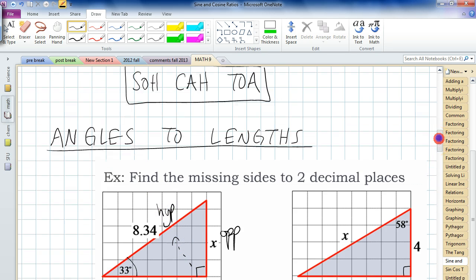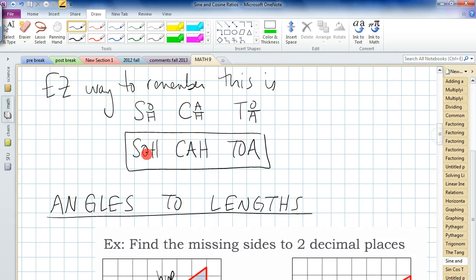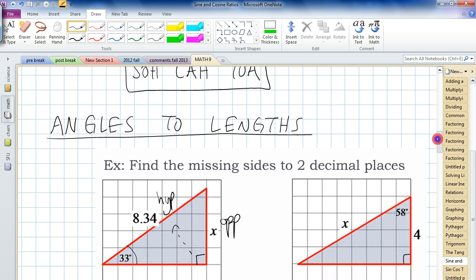So which of our three are we going to use? We have O and H, opposite and hypotenuse. O and H, that's sine. So we're going to use this formula. Sine is opposite over hypotenuse.